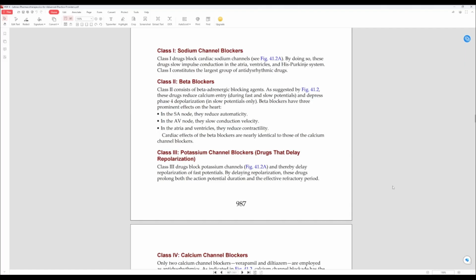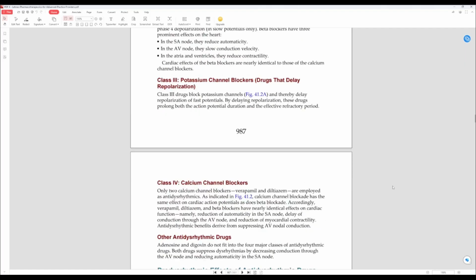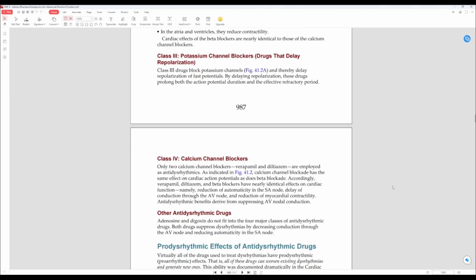Class 3, your potassium channel blockers. Class 3 drugs block potassium channels, which was described in Figure 41.2a, and thereby delay repolarization of fast potentials. By delaying the repolarization, these drugs prolong both the action potential duration and the effective refractory period.